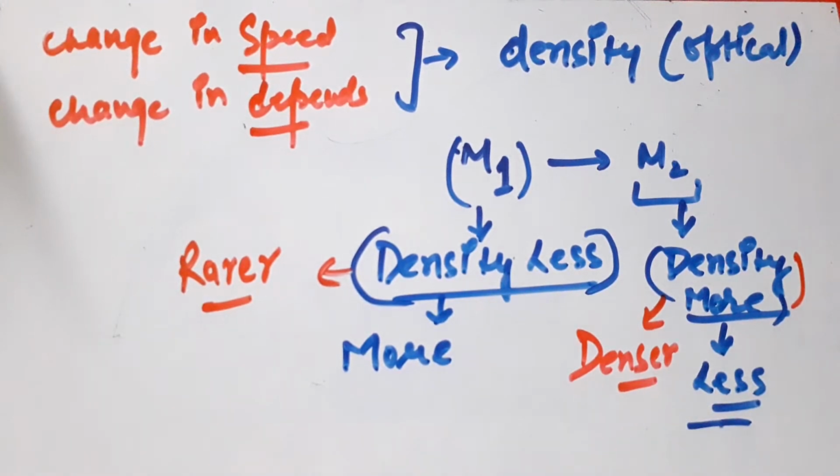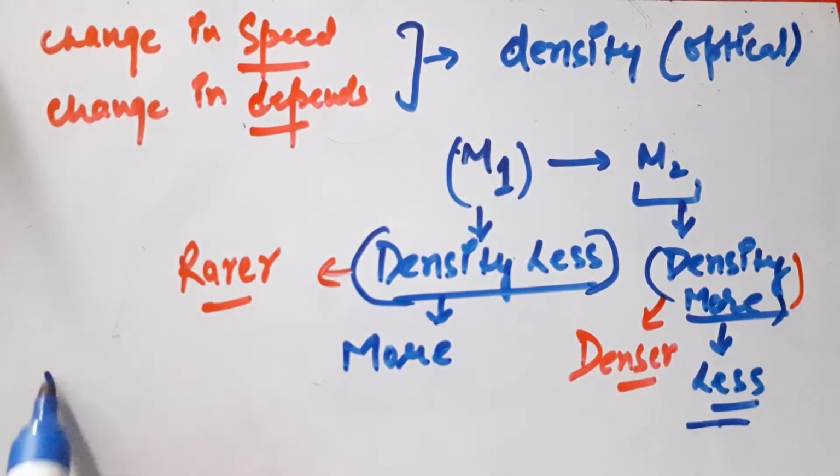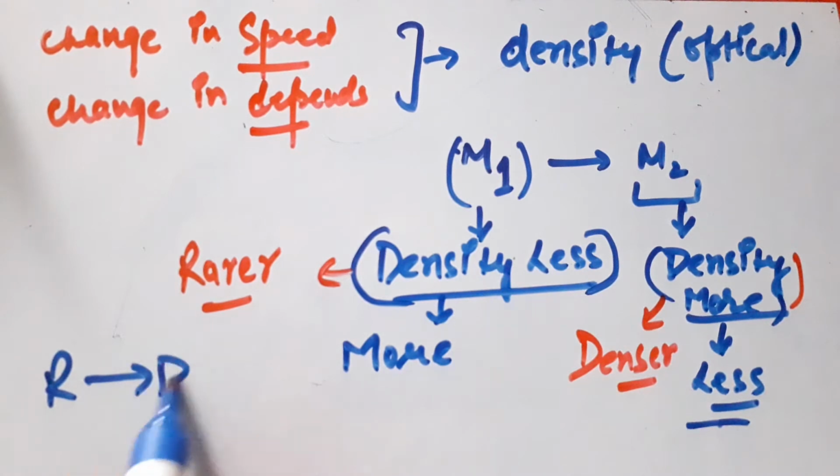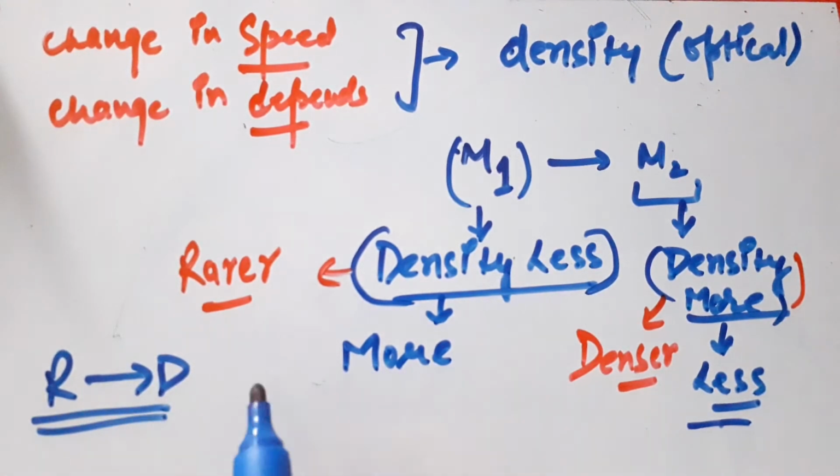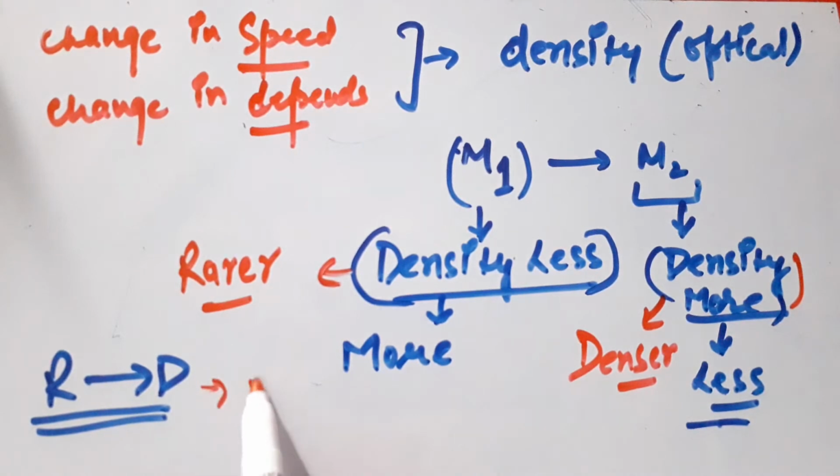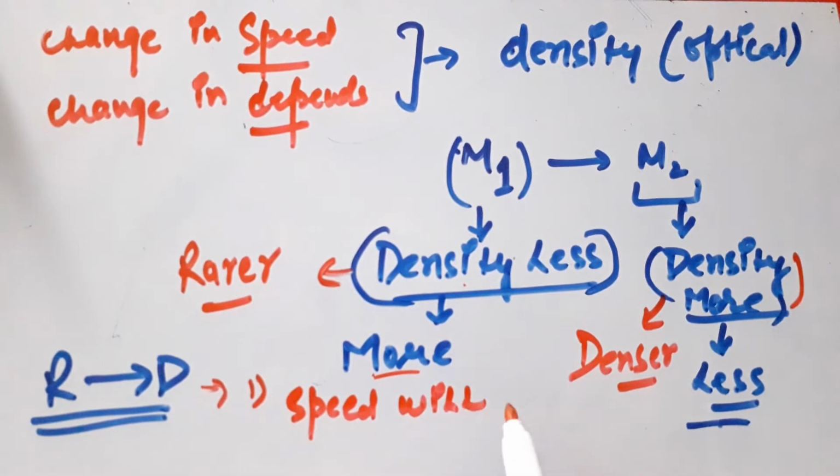Right? So we can understand now, when the light is passing from rarer to denser medium, what happens? We'll understand one thing. As we know, in the rarer medium speed is more, and in the denser medium speed is less. So speed will be decreased.